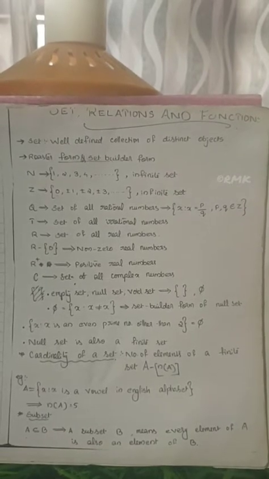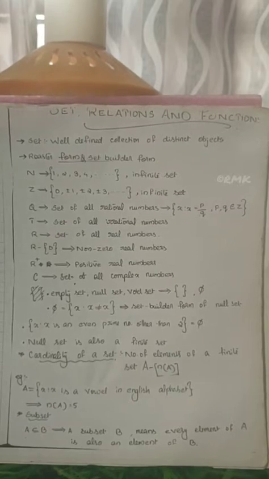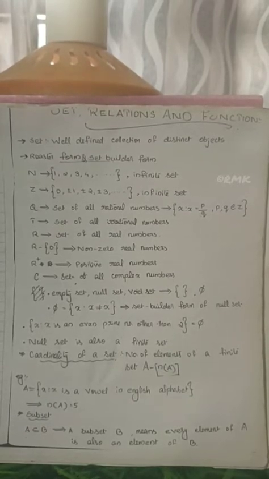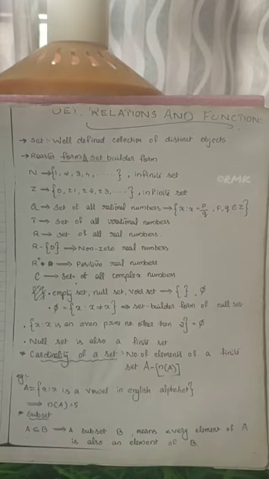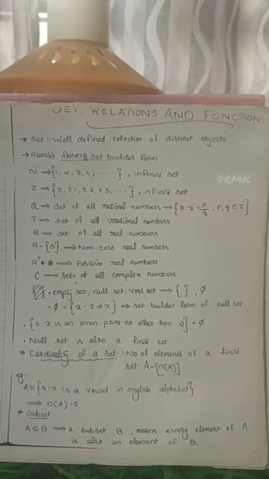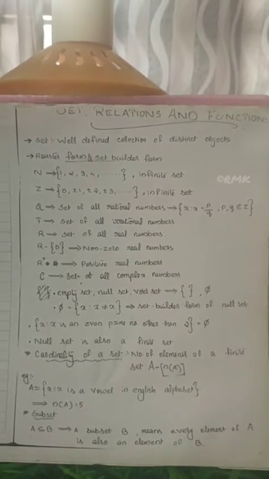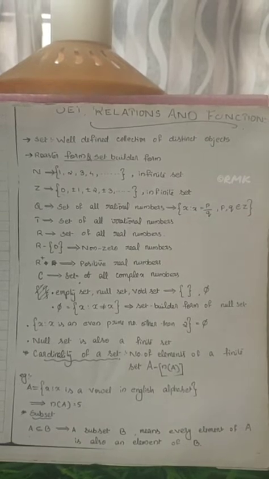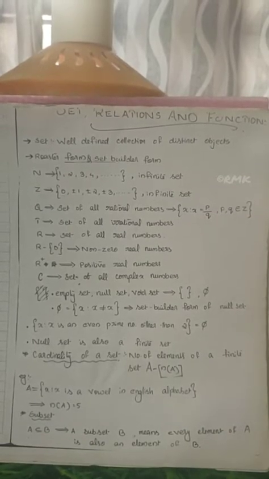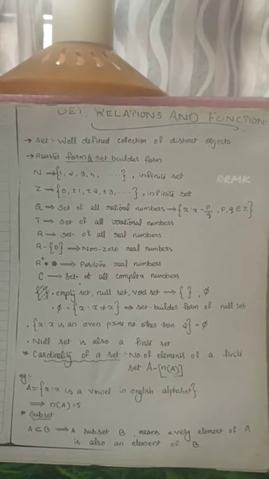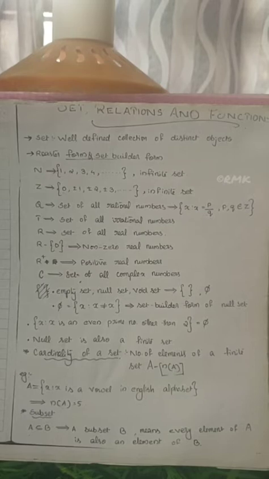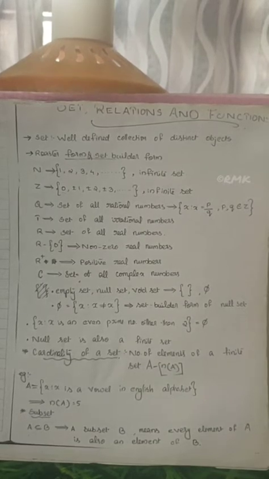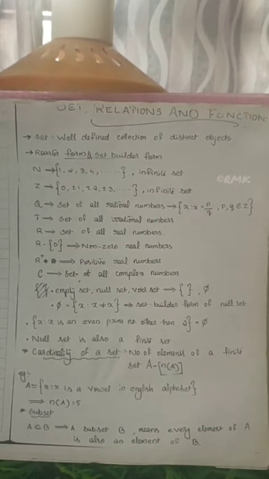Examples for roster form are capital N. It is the set of all natural numbers 1, 2, 3, 4, etc., which is an infinite set, containing an infinite number of elements. Next one is Z, which denotes integers 0, plus or minus 1, plus or minus 2, plus or minus 3, etc., which is an infinite set.